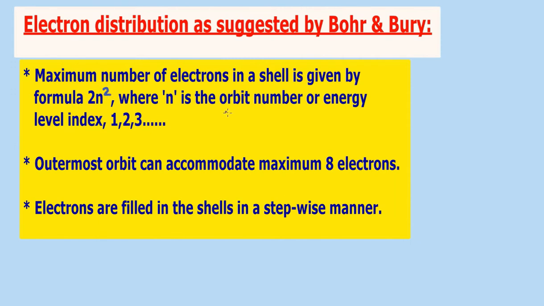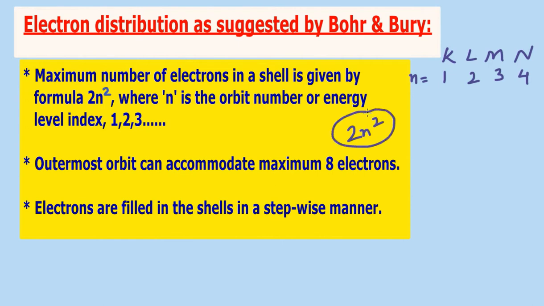We denote the energy shells of an atom by the symbols K, L, M and N. And for these energy shells, the value of n is 1, 2, 3, 4. In this formula 2n², if we put the value of n equal to 1, we will get the maximum number of electrons which can be present in the shell K. We get the value 2. It means a maximum of 2 electrons can be present in the K shell.